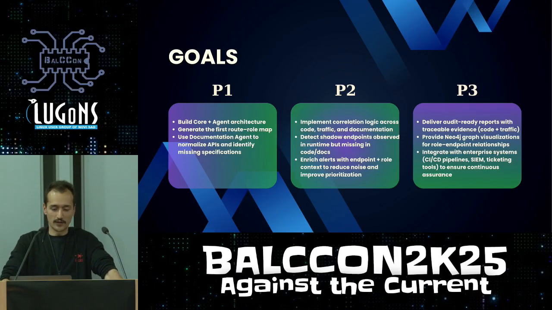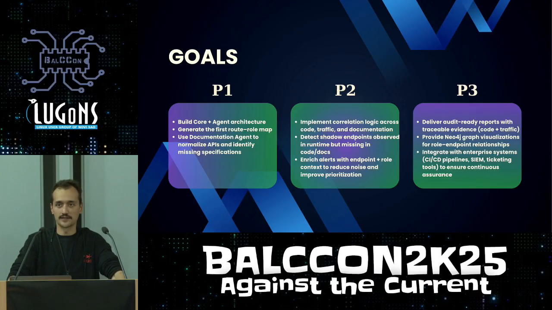For phase two, which is not so near in the future, what we're really hoping to do is implement correlation logic across code, traffic, and documentation. Detect shadow endpoints observed at runtime but missing in the code and documents. Enrich alerts with endpoint and role context to reduce noise and improve prioritization. And for the final phase, it's going to deliver audit-ready reports with traceable evidence.